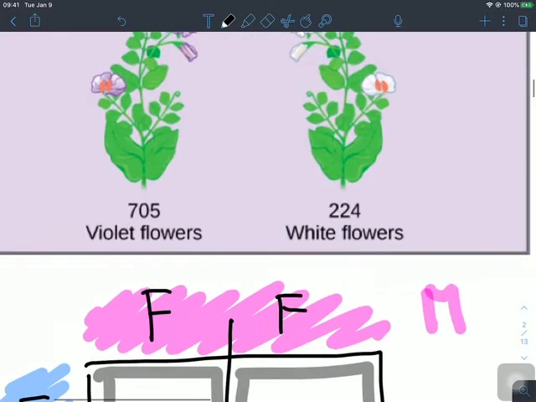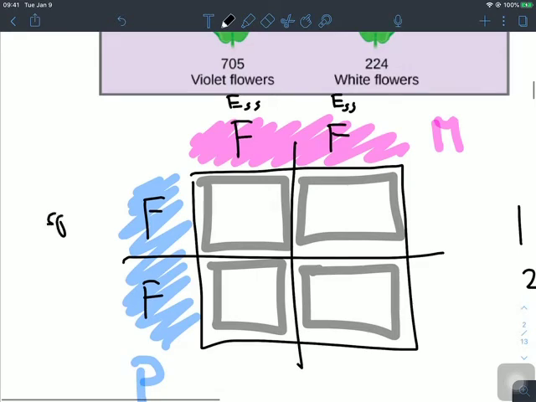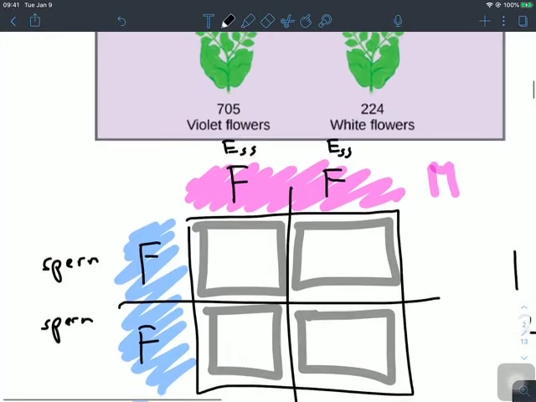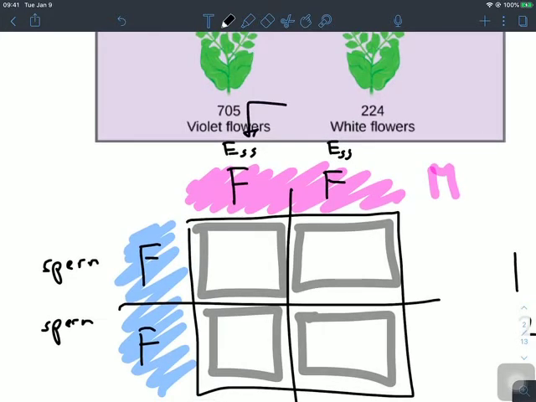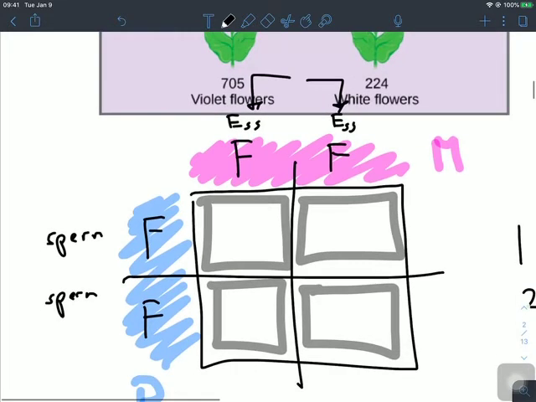Meaning that this is the possible egg, and this is the possible sperm that are made. We're not talking about total counts here, we're talking about the possibilities. We assume that there is a 50% chance of making this and a 50% chance of making that egg. We assume that there is a 50% chance of making this sperm and a 50% chance of making this sperm because of the law of segregation.